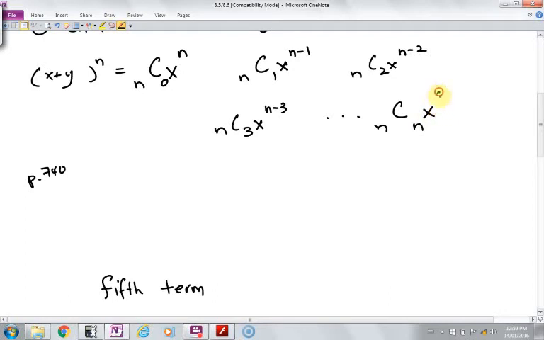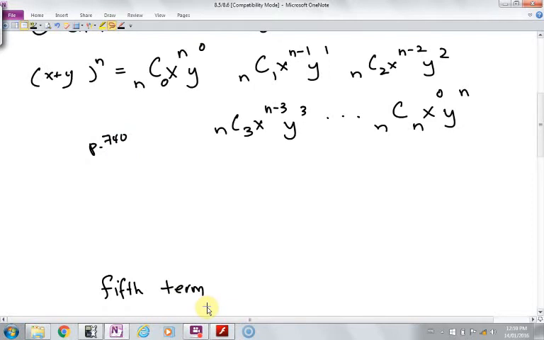Is that what you said? Yeah. So 0. X to the power of 0. And y is going to start at y to the power of 0, and it's going to go up by 1 every time until it gets to be y to the power of n. Okay? That's what we call the binomial theorem. It's using Pascal's triangle and combinations to expand any binomial. And if you look in your textbook on page 740, in that little gray box on page 740, that's what they're showing you, is that exact thing.